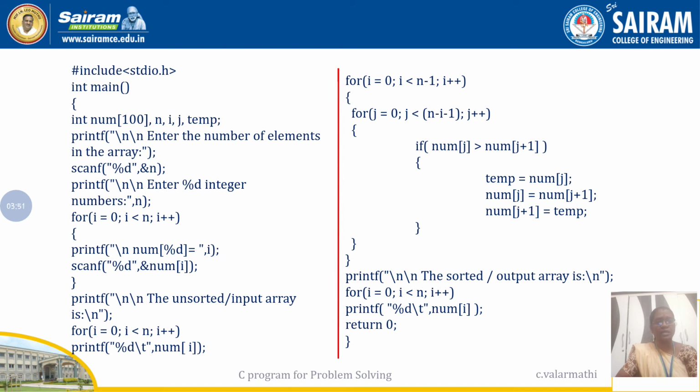I have started my main also. Here, a[100] is my exact array. N, i, j, temp are considered as some local variables, that means temporary variables. Then using the printf and scanf statements, I am going to scan the number of elements, so that I have stored in the variable n.